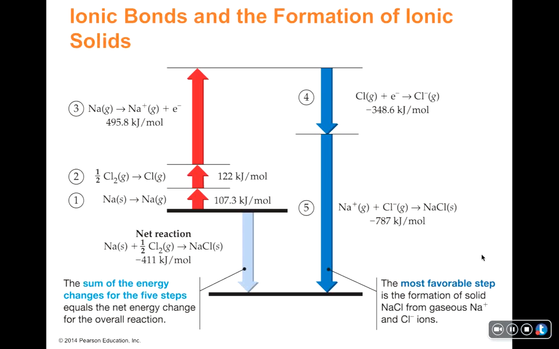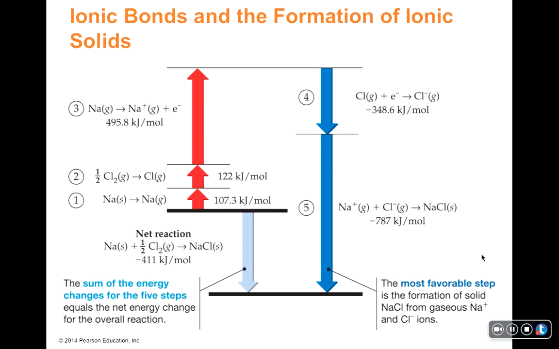What you're going to do when you come up with the net, if you see there that net reaction and an overall net energy of minus 411 kilojoules per mole, that's obtained by adding 107.3 plus 122 plus 495.8 plus a negative 348.6 plus a negative 787. So do those out on your calculator and check your math and make sure that you come up with the minus 411 kilojoules per mole, and hopefully there's no typo here. But that's how you calculate the overall net energy of this whole reaction, of this cycle. And you need to be able to do that from these reactions.